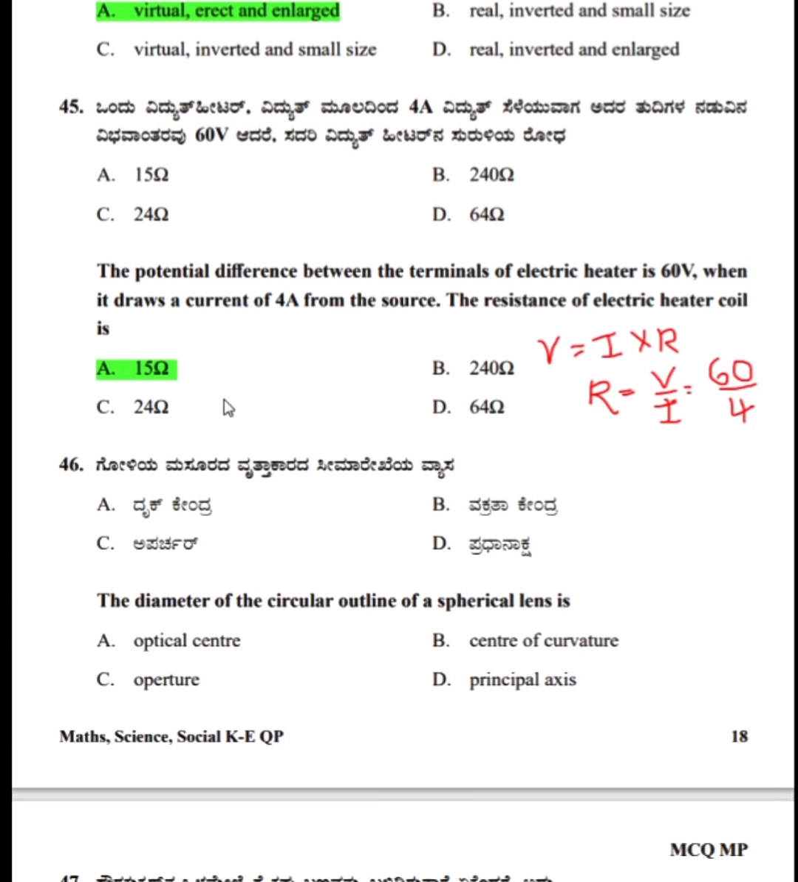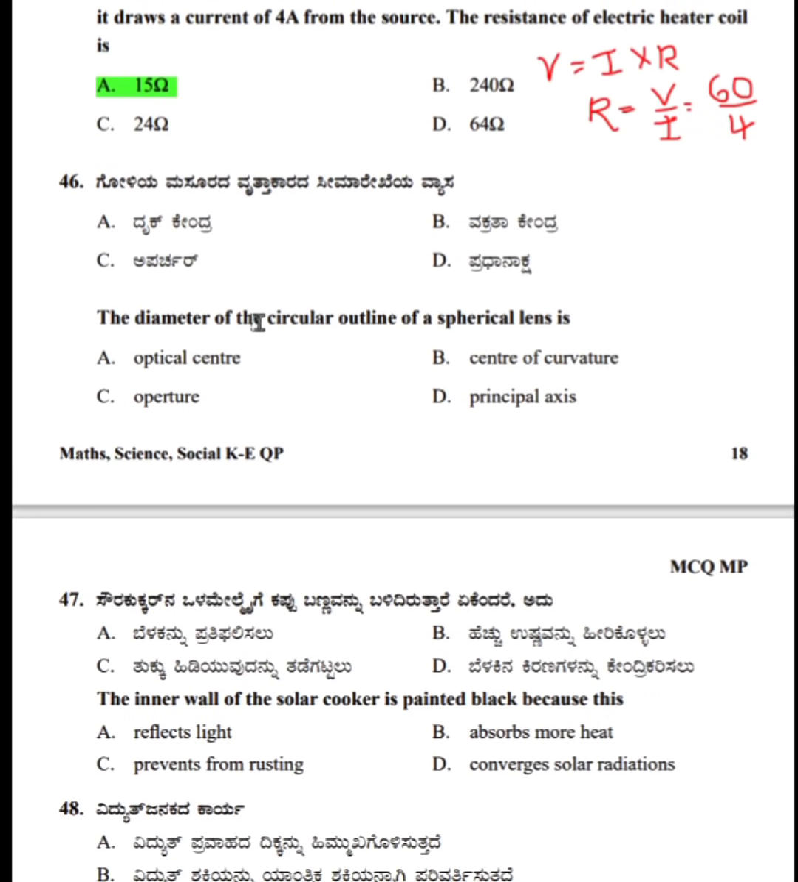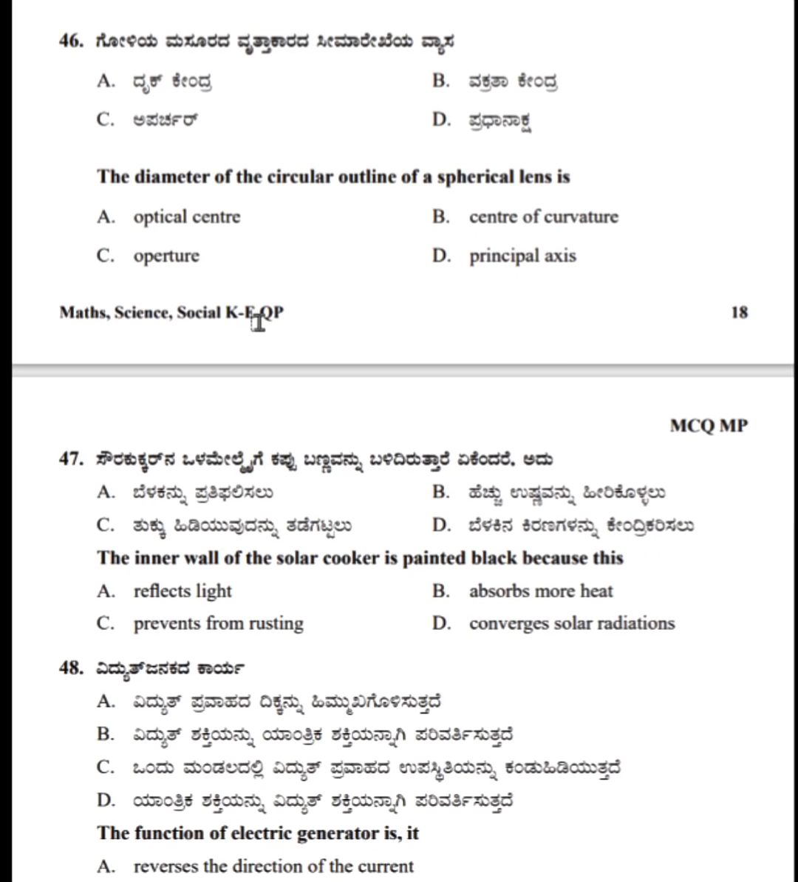Question number 46. The diameter of the circular outline of a spherical lens is. The diameter of a circular outline of a spherical lens is called its aperture. Therefore, the correct answer is option C, aperture.